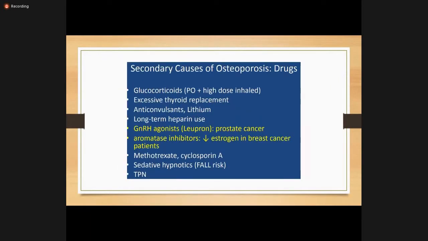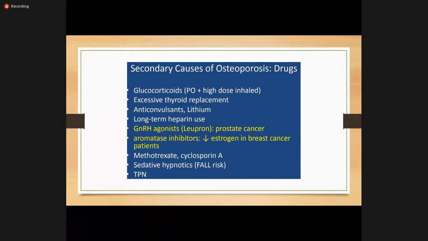Then among other secondary causes, we have drugs. Glucocorticoids are commonly used for asthmatic and COPD patients in inhaled and systemic form. Steroids are also used for all the inflammatory rheumatological conditions like systemic lupus erythematosus, rheumatoid arthritis, Sjogren's syndrome, polymyositis, and dermatomyositis. These are all conditions which require on and off use of systemic corticosteroids in the form of oral pills, or sometimes pulse steroid therapy with methylprednisolone for severe disease. So these all lead to osteoporosis.